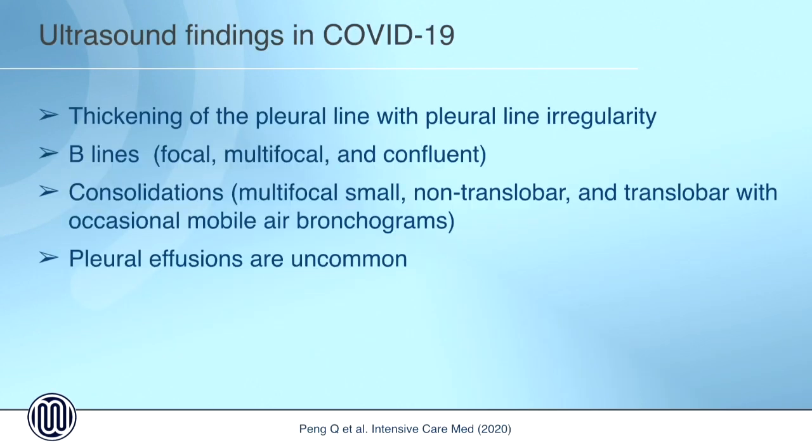So what are the findings in COVID? And that's my last slide. You see a thickening of the pleural line with pleural irregularities. These B lines are very characteristic, again, not specific. They are usually multifocal, but you have to see everything in a clinical context. You may see consolidations, and importantly, again, pleural effusions are uncommon. If you see that, consider differentials, superinfections, heart failure, whatsoever.